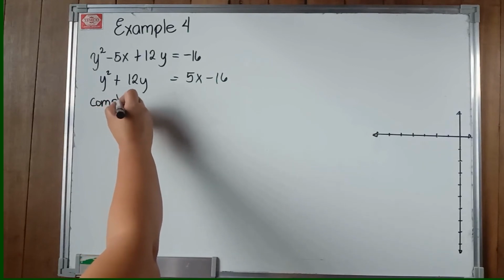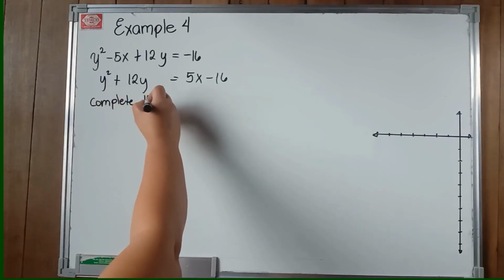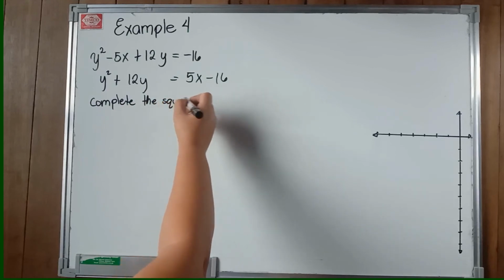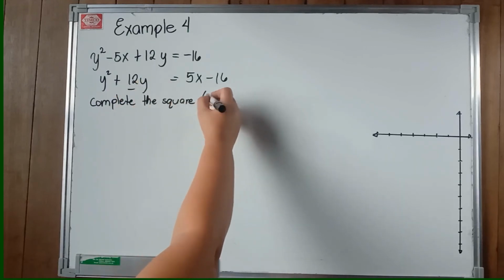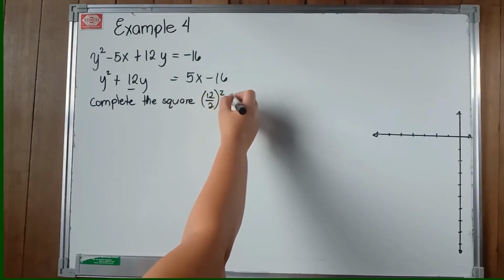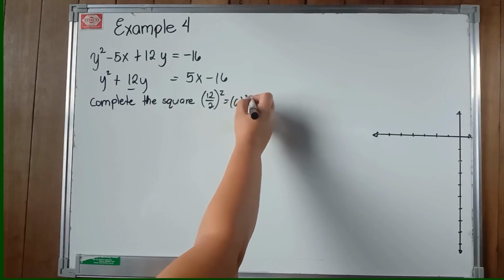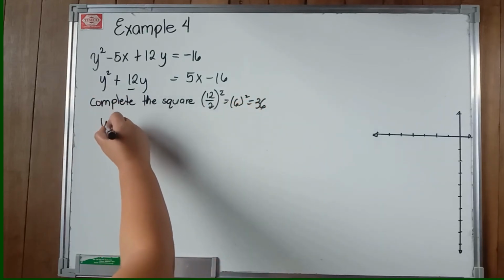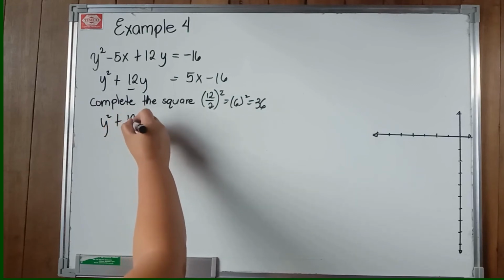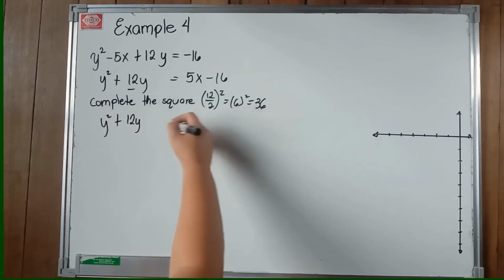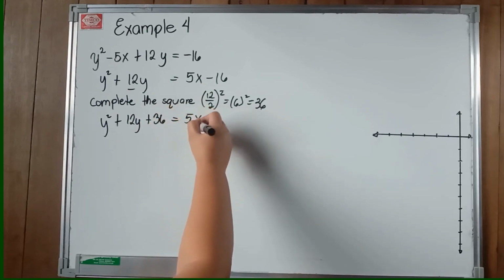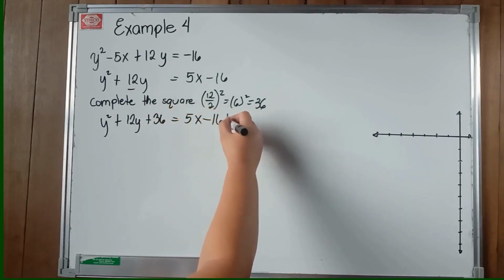So, let's complete the square. Divided by 2 squared. So, 12 divided by 2 is 6. Squared is 36. We're going to add 36 to both sides of our equation. So, y squared plus 12y plus 36 equals 5x minus 16 plus 36.